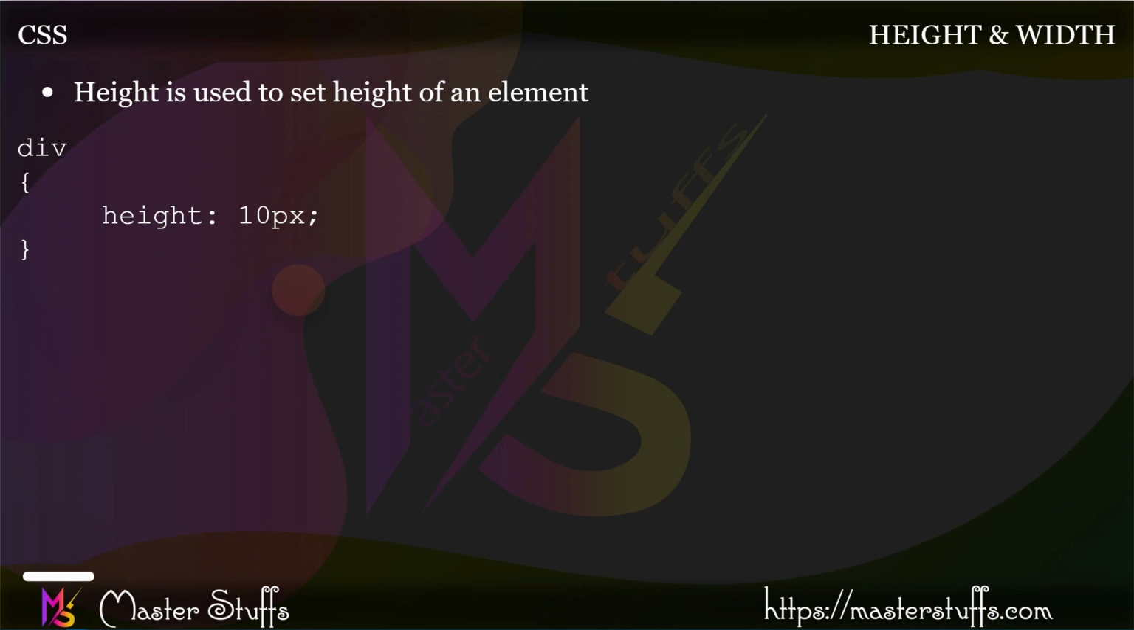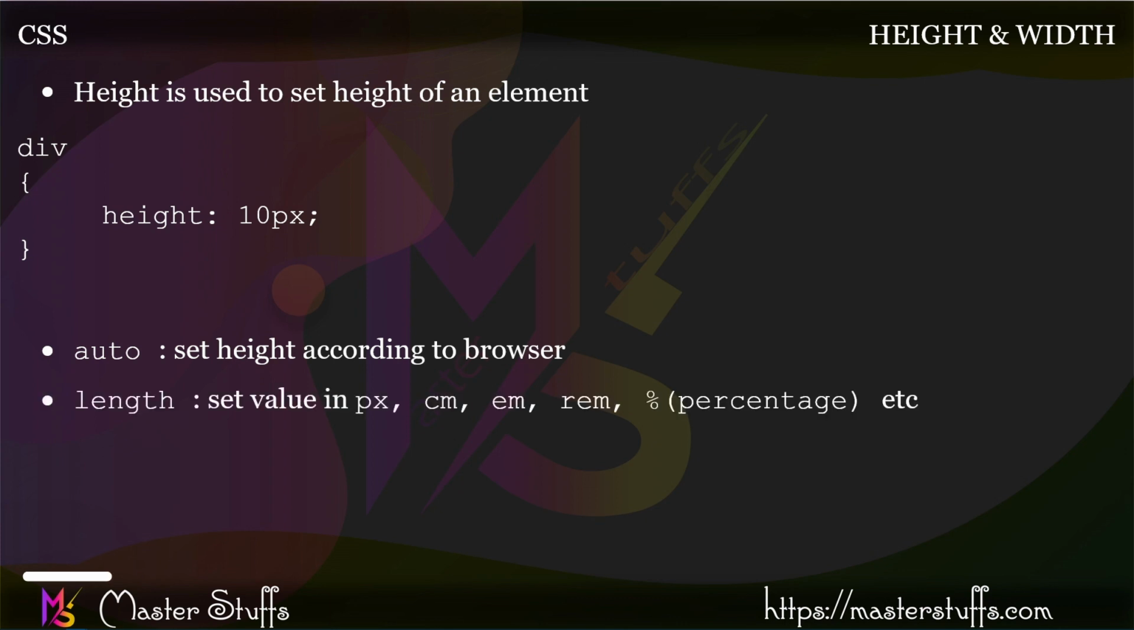So let's see what types of value we can use. First is the auto value. If you use auto, then the browser will take the window height and set accordingly. After that, length units. Length units are many, but we mostly use these: px means pixel, cm means centimeter, em means emphasize, rem means root emphasize, and percentage values. We will look later at what types of value are present there.